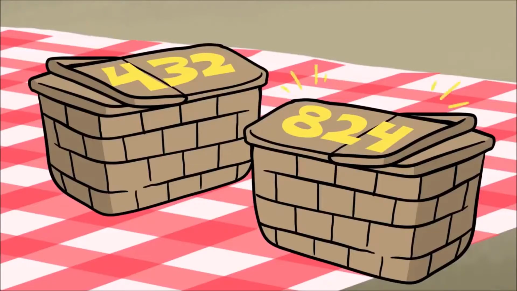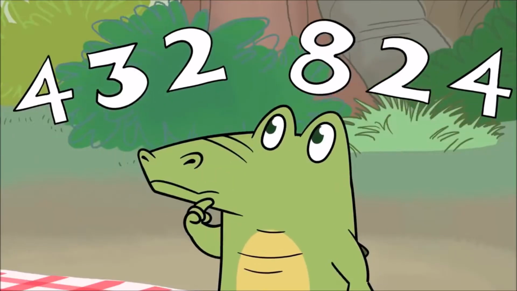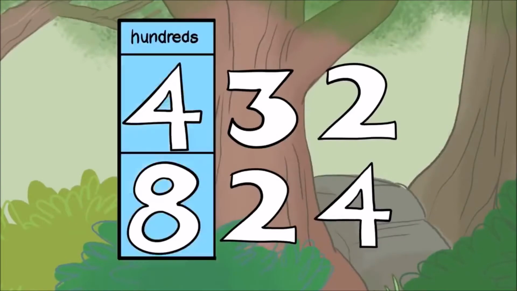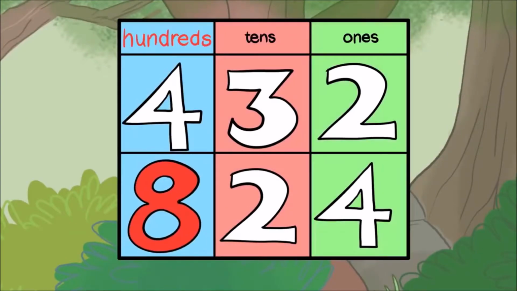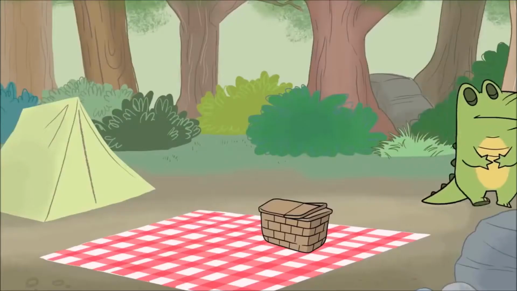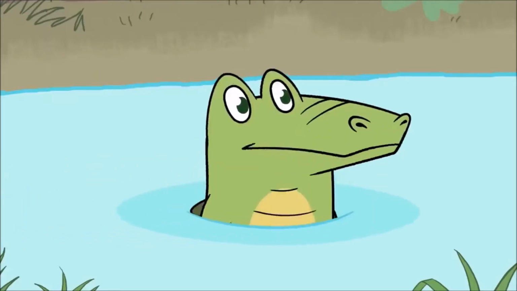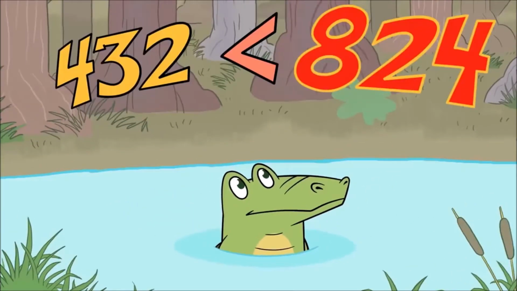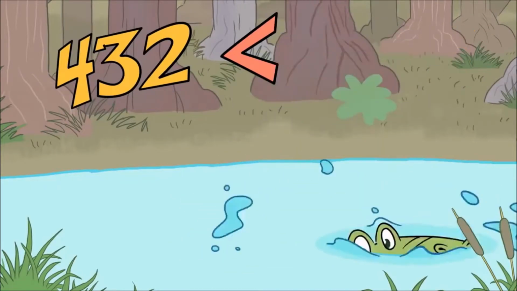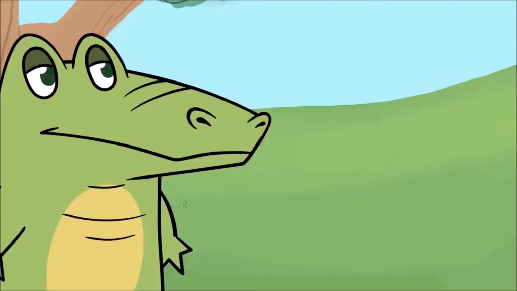832 and 824. The gator eats the one that's worth more. He looks at the place values from left to right. It's the greatest hundreds place, so he takes a big bite. The hungry alligator eats the number that's greater. The number that is least is never part of his feast.